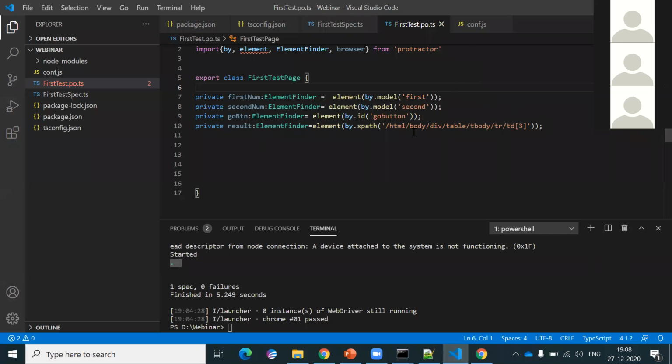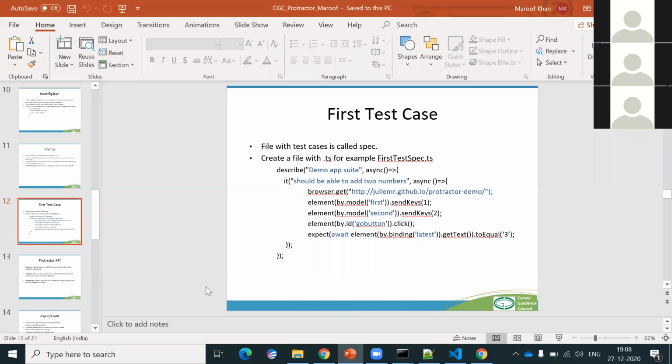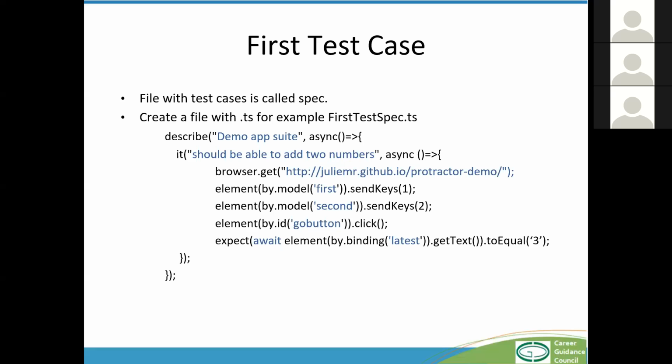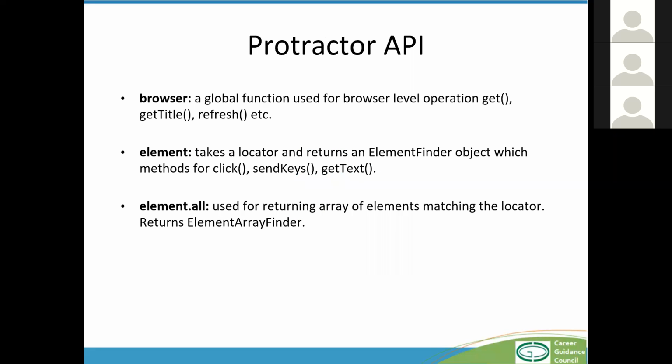Before creating this method, let's go through a couple of slides. So let's go through the functions that we have used from the Protractor API so far. First, we have used browser, which is a global function, and it is used for browser level navigation. Like get is for launching an application. Get title, if you want to read the title of a web page, you can use get title. If you want to refresh the page, you can use the refresh method.